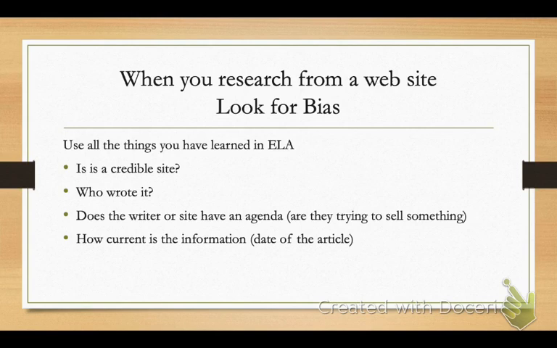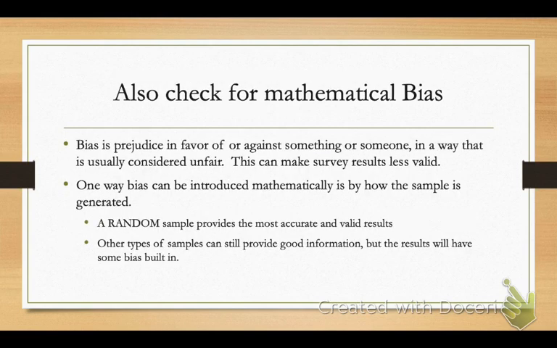Also, you're going to look at how current the information is. So you're going to look at the date of the article and the date of the data when it was gathered to see if it is current. Because if you're using 10-year-old data, it may not be relevant for today. All of those things can create bias. And what bias is, it's a prejudice in favor or against something in a way that is usually considered unfair. And because of bias, the results can be less valid from a survey.